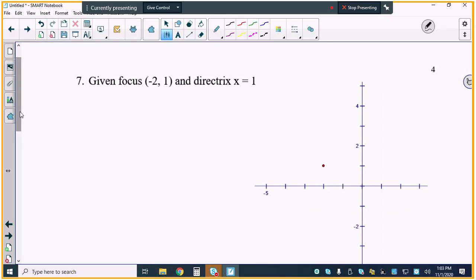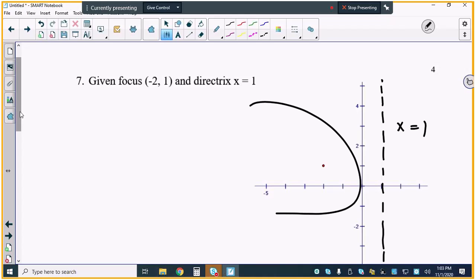Again, focus is given and the directrix is given. Directrix is x equal to 1. So if it helps, draw the line x equal to 1. And x equal to 1 is a vertical line. So what does that tell you? Now the focus is at (-2, 1). That's in the cusp of the parabola. So the parabola must be of this shape, and I'm not sure where the vertex is. We're going to find it out.